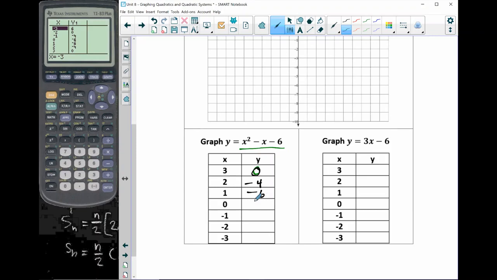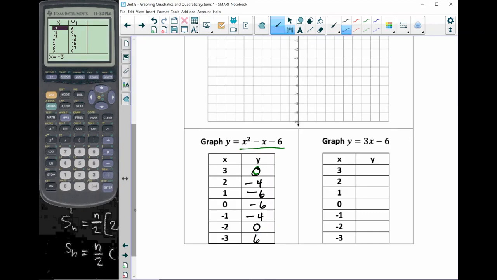When x equals 0, y equals negative 6. When x equals negative 1, y equals negative 4. When x equals negative 2, y equals 0. And when x equals negative 3, y equals 6.